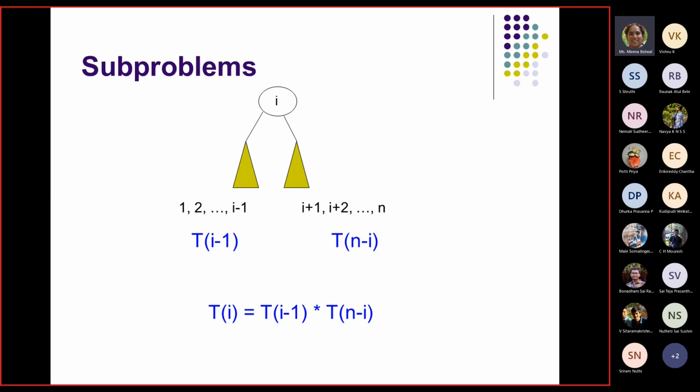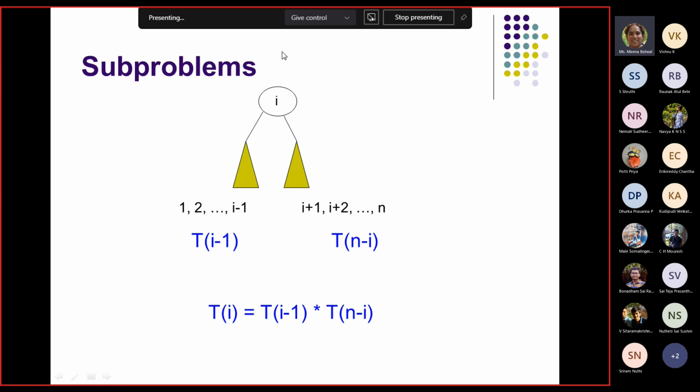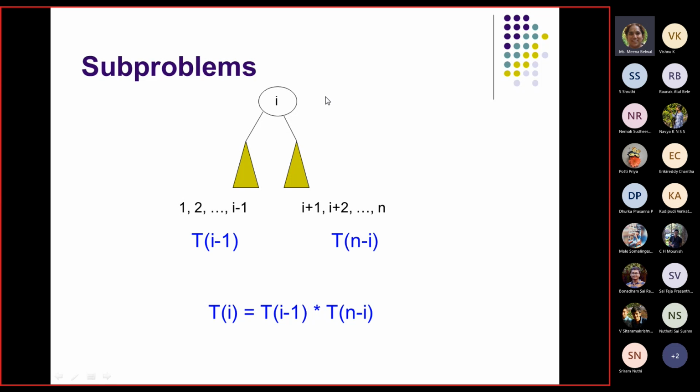What is T of I, ma'am? You tell that. If I am representing the problem as Ti, what is T of I? It is how many unique trees will be made considering I as the root. So now how do I make that? Considering I as the root, that means I is fixed. For I, the place is fixed.